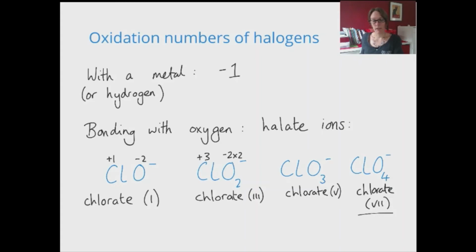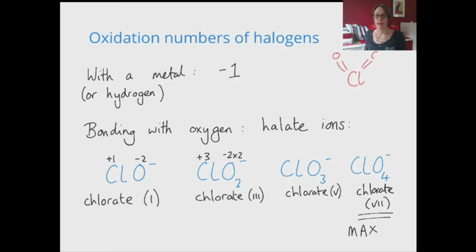Chlorate 7 is the maximum that we can make, and that's because 7 bonds is the maximum that chlorine can make with oxygen, and that's because it's in group 7, so it only has 7 electrons to share, which means it can only possibly increase its oxidation state up to a maximum of +7. And all the other halogens will do this except for fluorine. Fluorine won't do it because it does not have space in its outer shell.